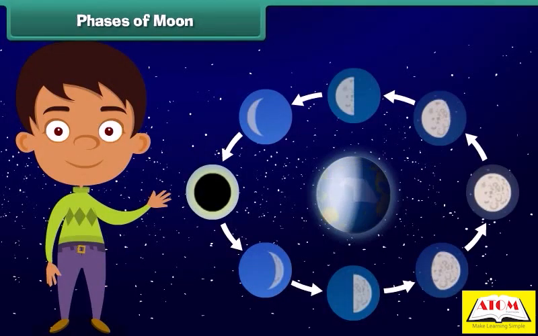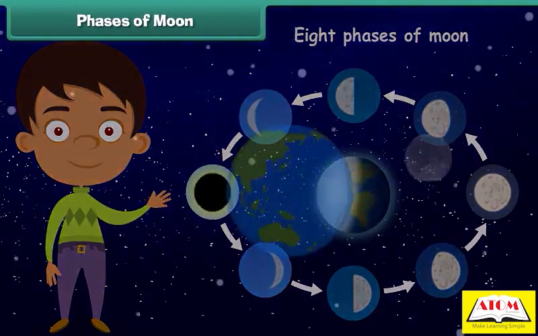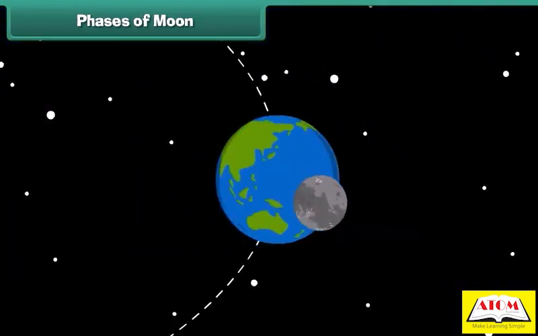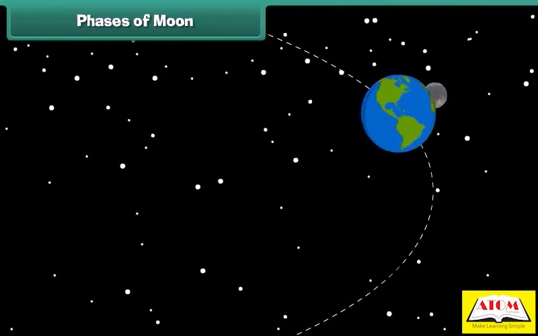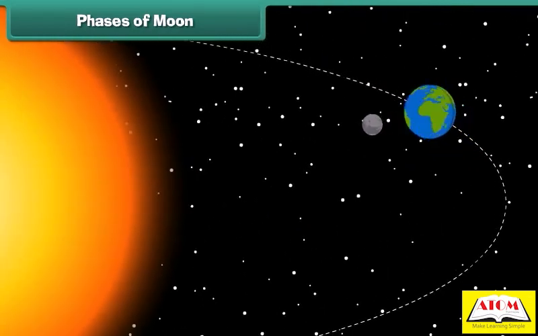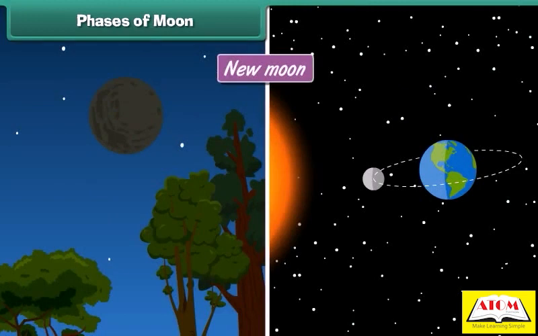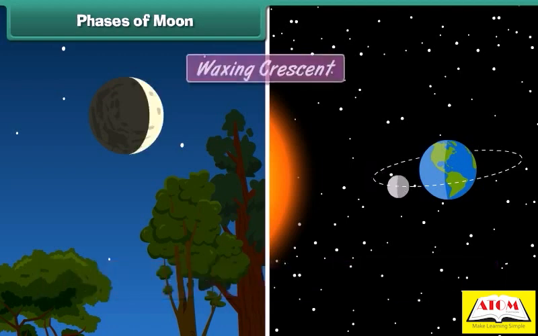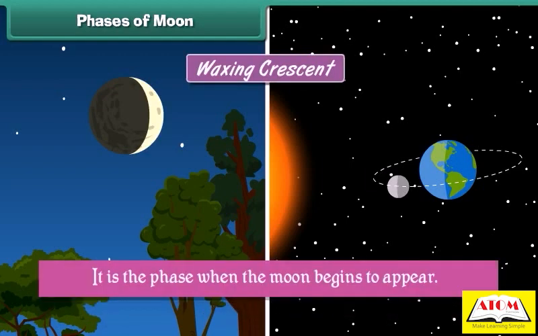Phases of Moon. Moon passes through 8 phases in a month. Moon's revolution around the Earth and Earth's revolution around the Sun cause the following phases of Moon. New Moon. It is the phase when the Moon facing the Earth is not visible. Waxing crescent. It is the phase when the Moon begins to appear.